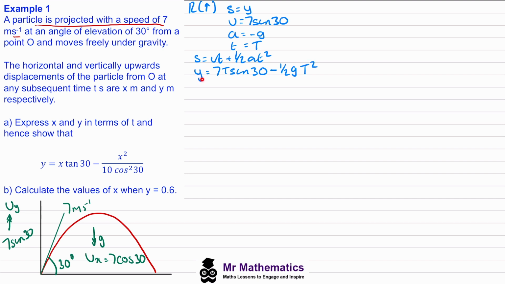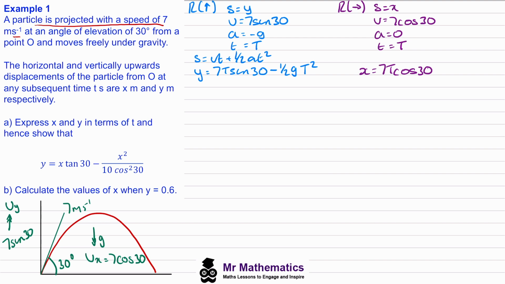So now we've got an equation involving y, we're going to come up with a similar equation involving the horizontal displacement. So if we resolve horizontally to the right, we know the displacement now is x, the initial velocity is 7 cos 30, the acceleration is 0, and the time is, again, capital T. So using the same formula, x will be equal to ut, so 7t cos 30, and for the plus half at squared, the acceleration is 0, so that bit will go.